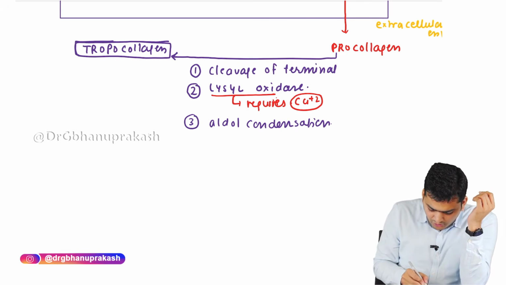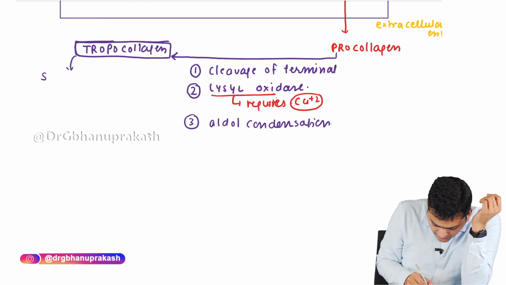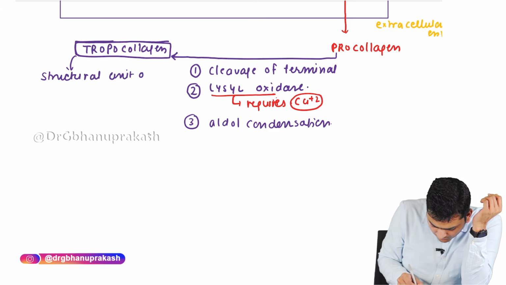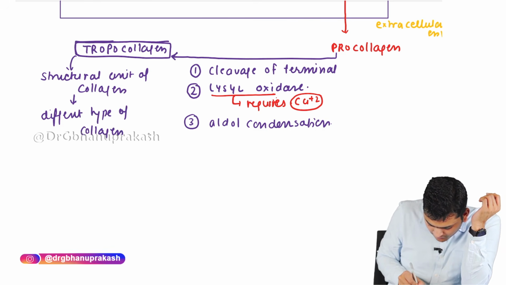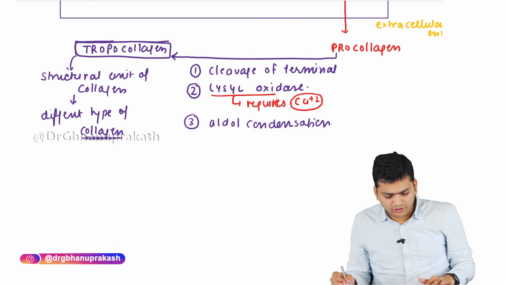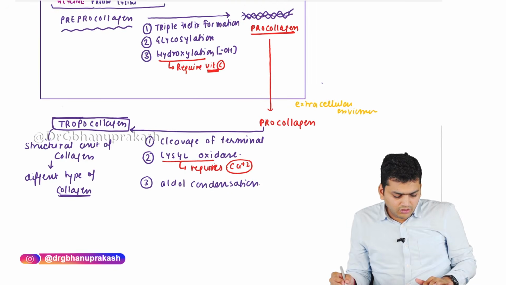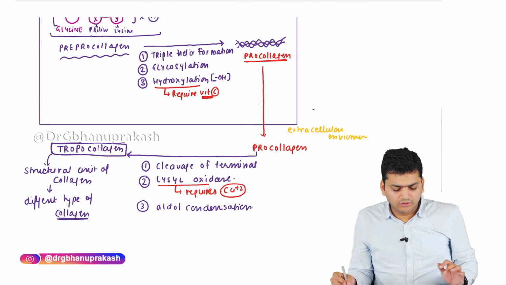So I can say tropocollagen is the structural and the functional unit of collagen. By tropocollagen, we will make the different types of collagen. So this is how the collagen is synthesized.